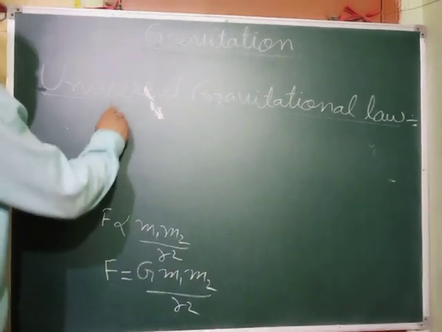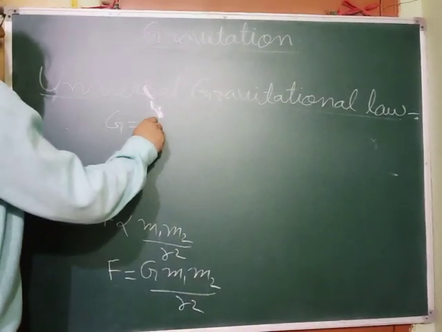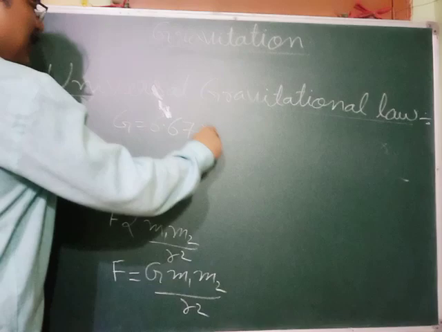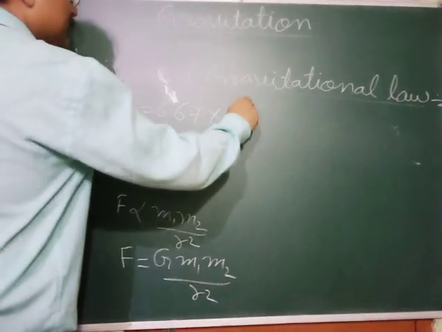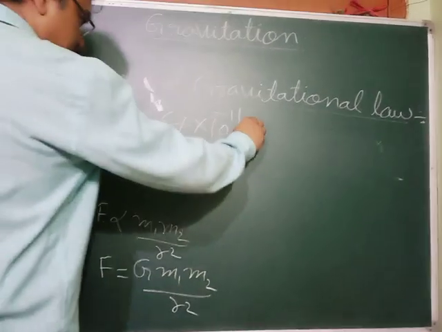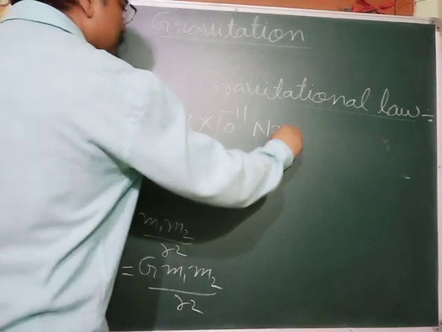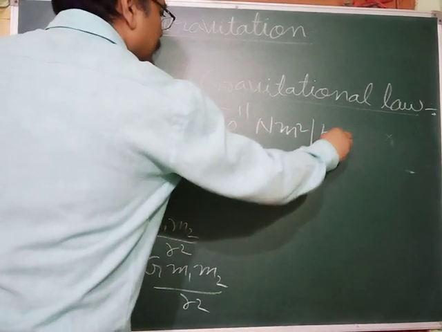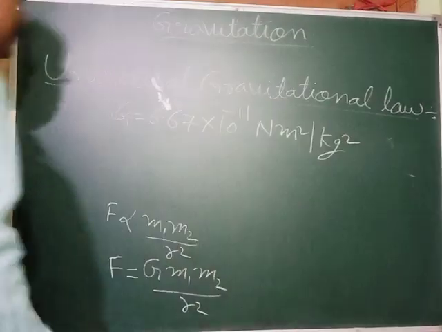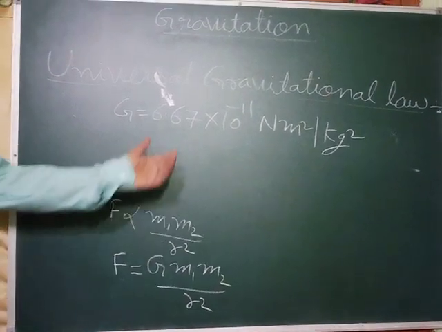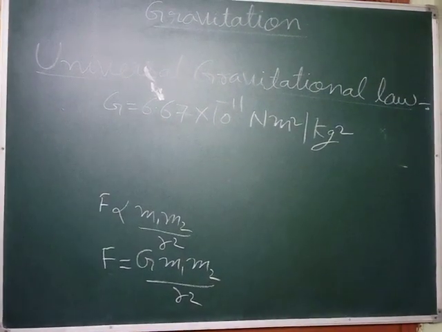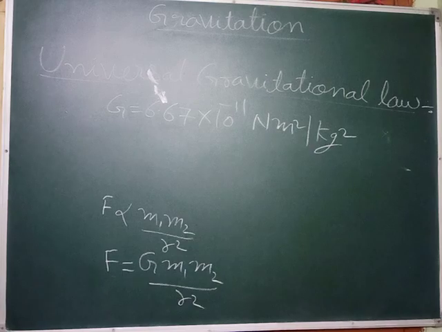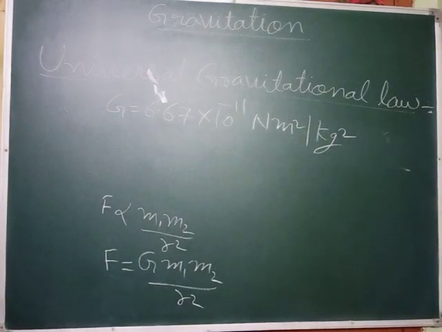What is the value of capital G? 6.67 into 10 to the power minus 11. Newton meter square per kg square. That is the unit. You should remember this value, because you will get it to use in numericals. So you must remember this value.